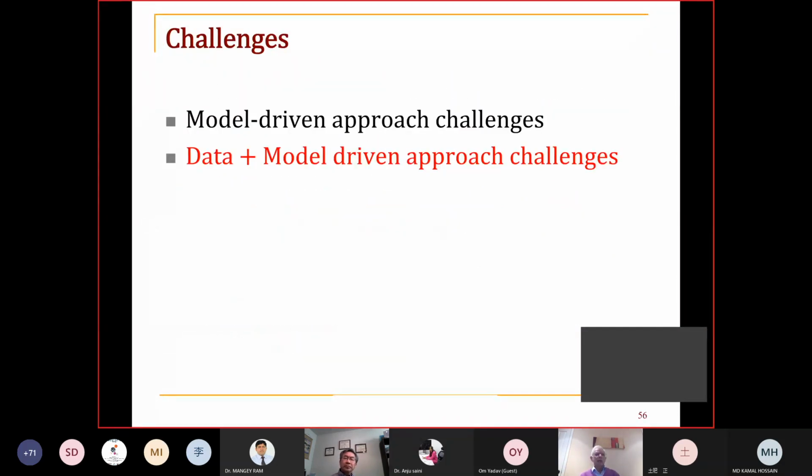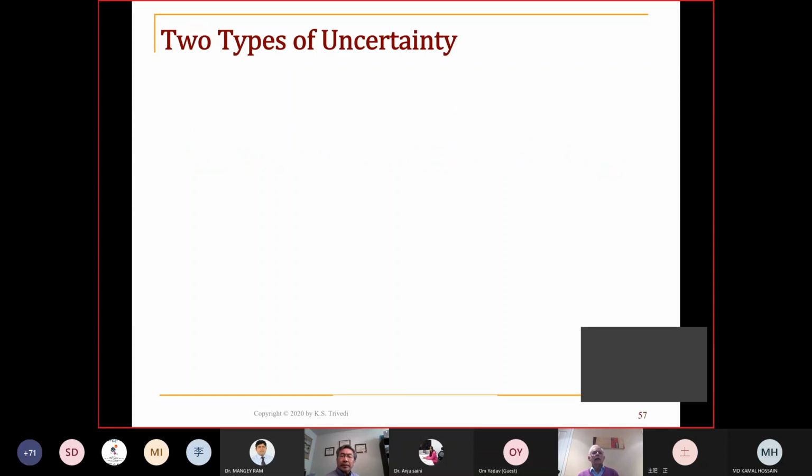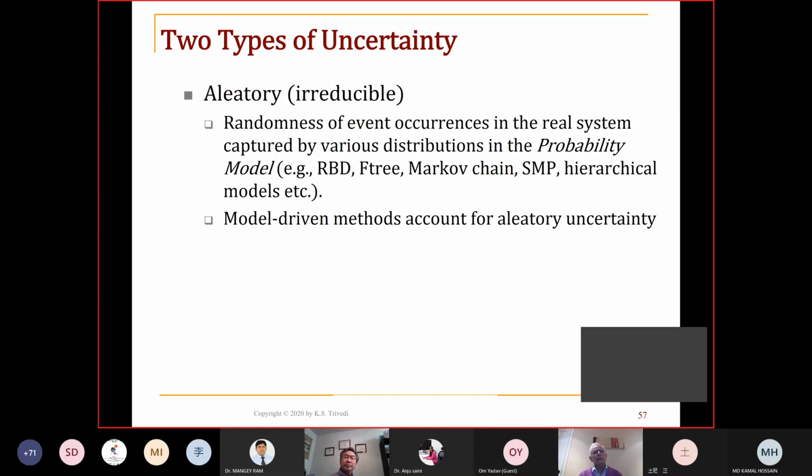So the last part, which I don't have any time for, but I will mention briefly anyway, data plus model-driven approach. So let me go back to the original idea. There are two types of uncertainty in these models. One type of uncertainty is called aleatory uncertainty, which is that randomness of event occurrences in the real system. And that is why we need a probability model to describe the dynamics of the system. And model-driven methods account for this aleatory uncertainty. Your Markov chains or semi-Markov process or reliability block diagram, etc., have the randomness that captures this real system randomness, which is called aleatory uncertainty.